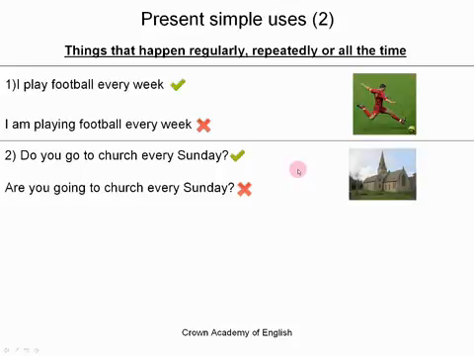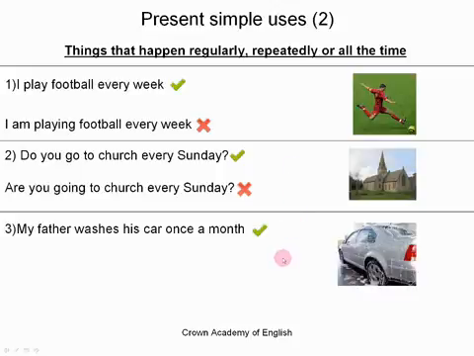And the third example here would be my father washes his car once a month. So once a month indicates that this is something that happens regularly, and so we must use the present simple tense. And this example, as you can see, is using the third person singular, and if you remember, this is one of those irregular verbs that we saw on a previous slide.